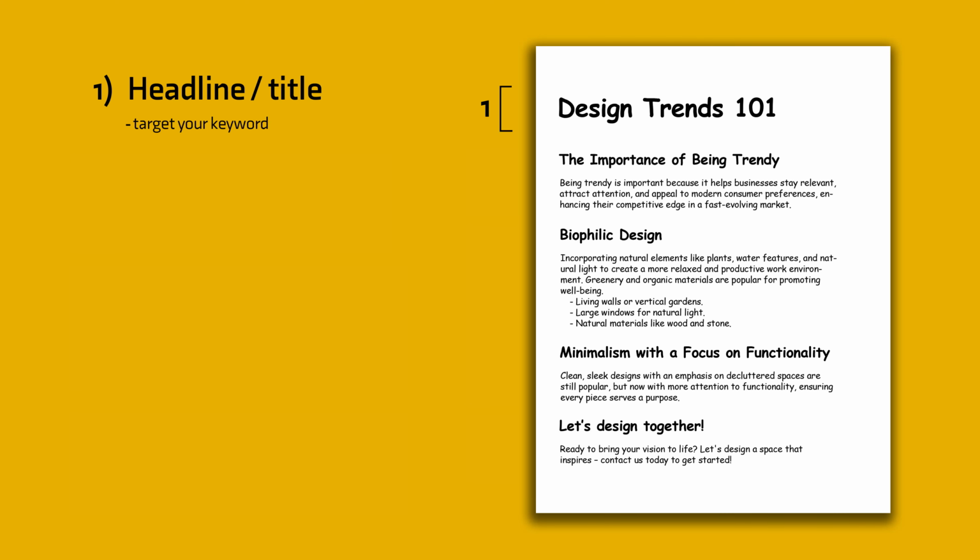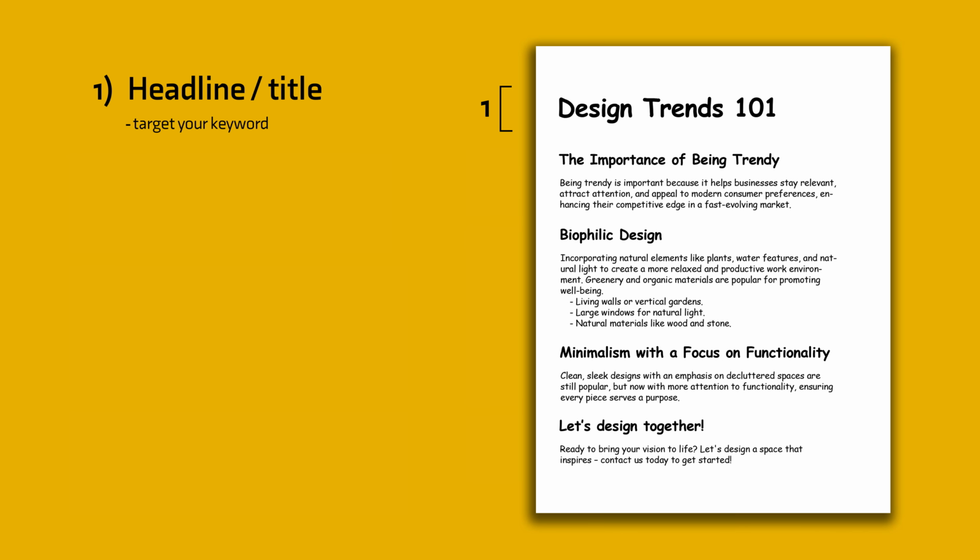So start with a headline. That's obviously important. You want it to be very clear what the blog is about, as clear as you can be within a short headline. Also, target your keyword. It helps a lot with ranking for your target keyword if it's in your headline.